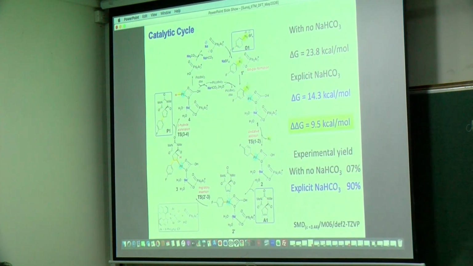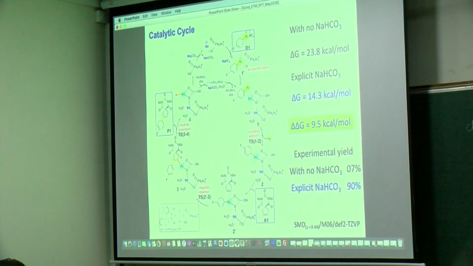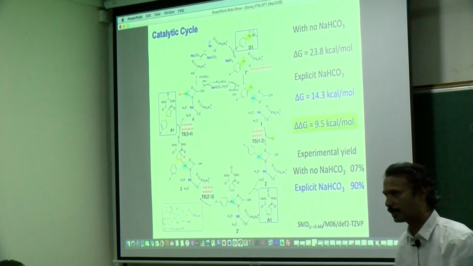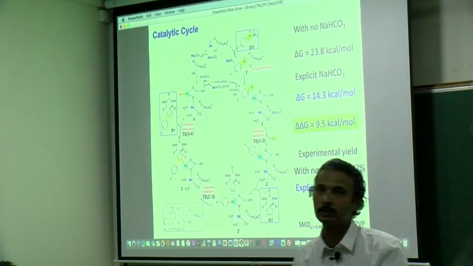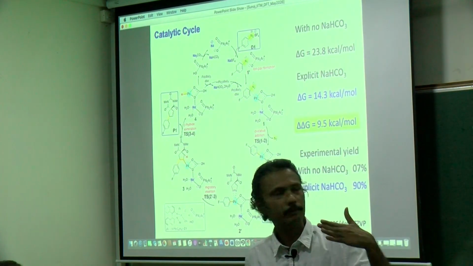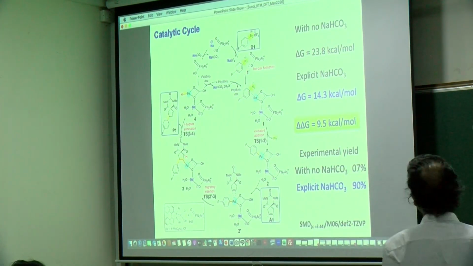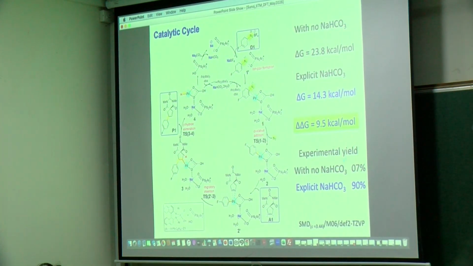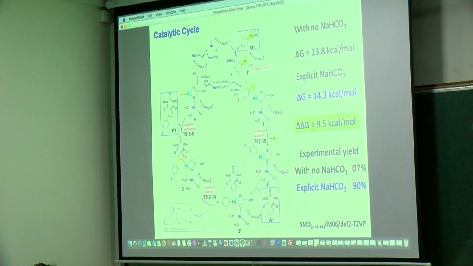So then what we did, we asked them to redo the experiments by taking out sodium carbonate, because that is the source of bicarbonate. Asked them to use some organic base for deprotonation of phosphoric acid, and when they did the experiment with no sodium carbonate, the yield dropped down to 7%. So reaction was otherwise quantitative. So sodium bicarbonate in this mechanism plays an important role.